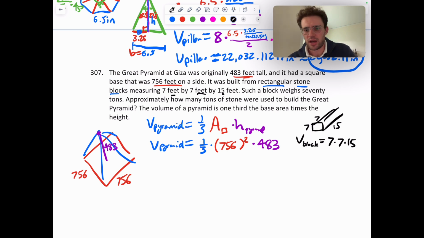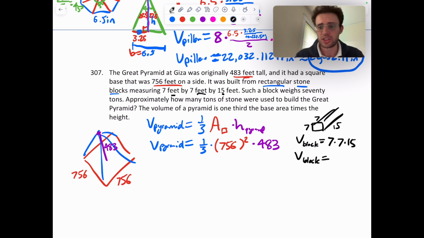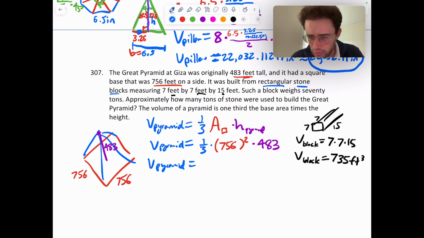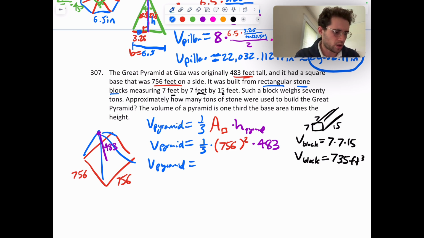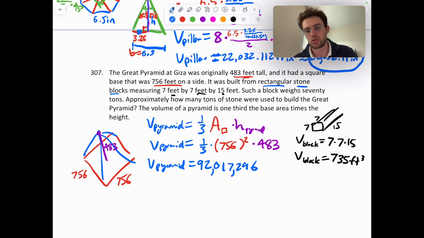So I'm going to start by finding the volume of one block. It's just 49 times 15, which is 735. Right, that's cubic feet. The volume of the pyramid over here should end up being a whole number because I think 483 is divisible by 3. That's 161. So we have 161, which is 483 divided by 3, times 756 squared, which gives us an enormous number, 9201729.6. Can rewrite that as 92,017,296. Again, this would be feet cubed.